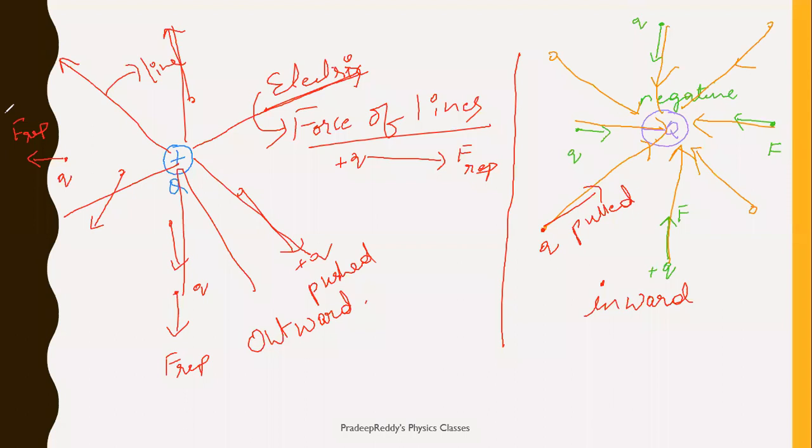Electric field lines are also represented in the same way. It is nothing but, if you are placing a test charge in the vicinity of any positive or negative charge, the direction in which that test charge moves is given by electric field lines or electric lines of force.